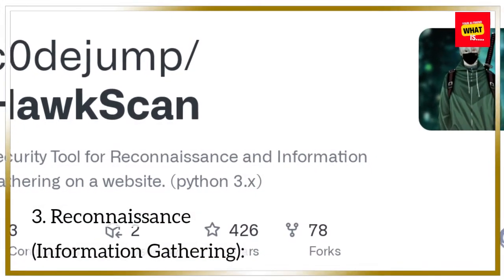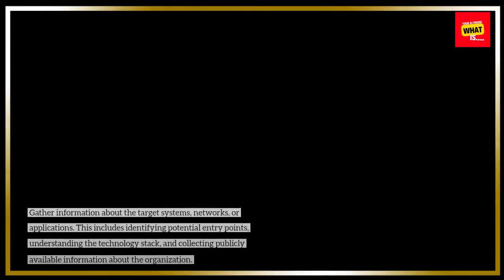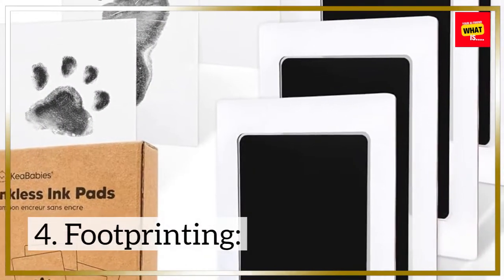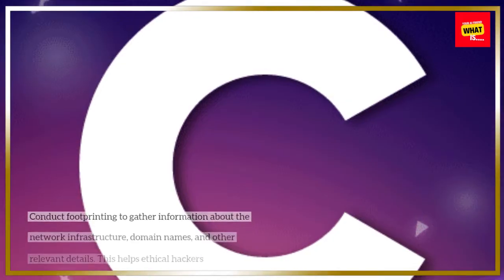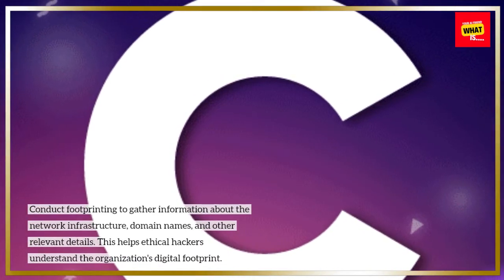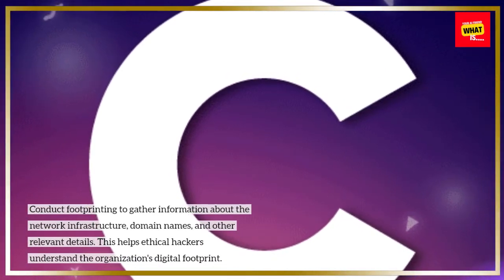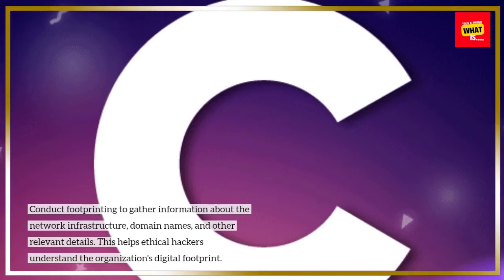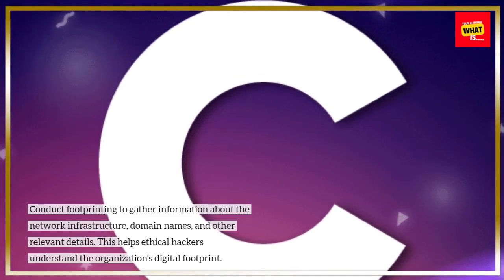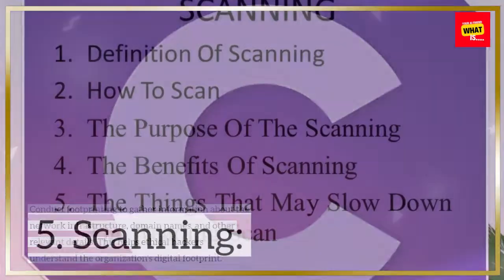3. Reconnaissance. Information gathering. Gather information about the target systems, networks, or applications. This includes identifying potential entry points, understanding the technology stack, and collecting publicly available information about the organization. 4. Footprinting. Conduct footprinting to gather information about the network infrastructure, domain names, and other relevant details. This helps ethical hackers understand the organization's digital footprint.